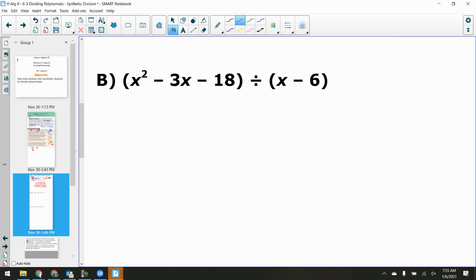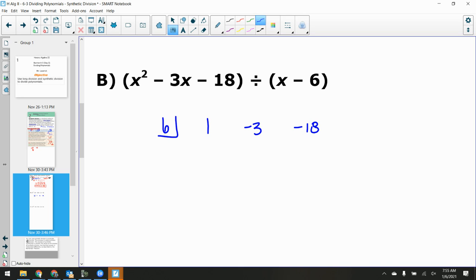x squared minus 3x minus 18, and I'm going to divide it by x minus 6. Okay, so what number goes in the box? Somebody tell me. Positive 6, good. Positive 6. And now every term is accounted for in what I'm dividing. So I've got a 1, a negative 3, and a negative 18.